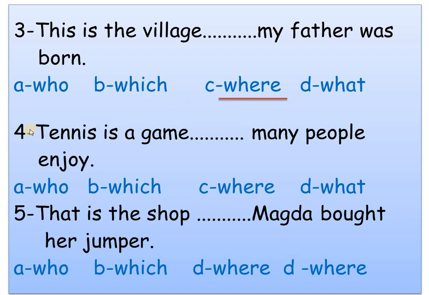Number 4, tennis is a game space many people enjoy. A game is something. For things we use which. Number 5, that is the shop space Magda bought her jumper. The same sentence as number 3. In this shop, Magda bought. Magda did something, an action inside the shop. So it is a place. The answer is where.